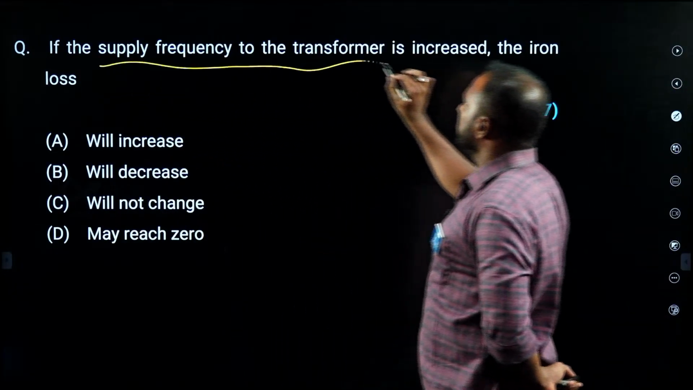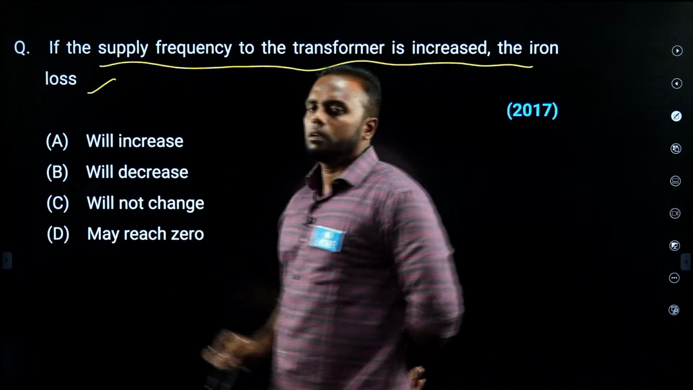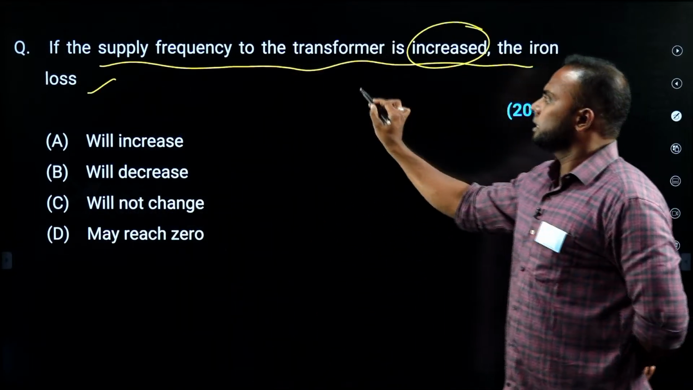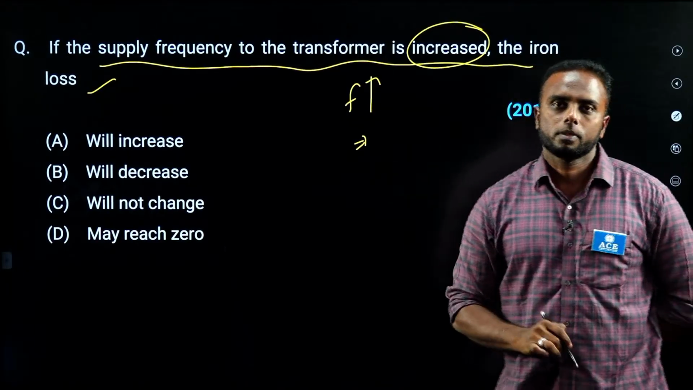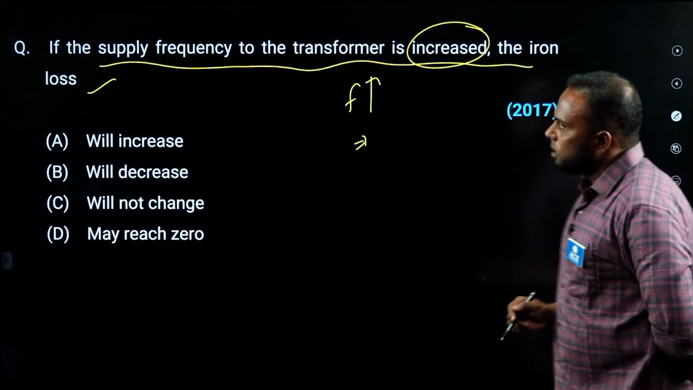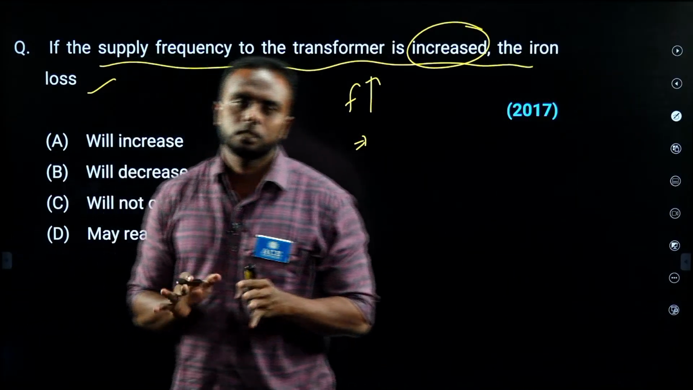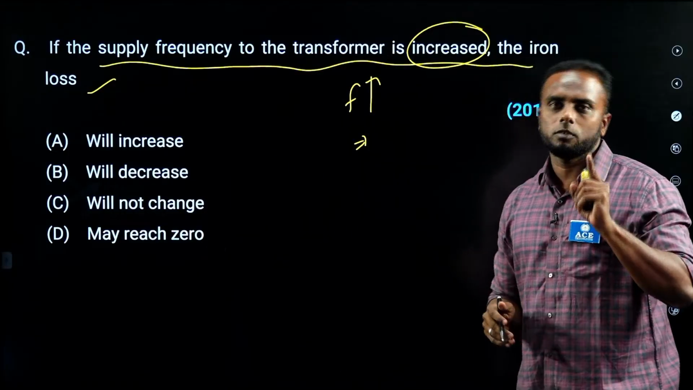If the supply frequency to a transformer is increased, the iron loss will be dash. Iron loss, supply frequency increases. Whenever frequency increases, what happens to hysteresis loss? But here it is not mentioned whether voltage increased or not. Then what is the answer? Voltage not given. So let us consider that in such cases, voltage is constant.